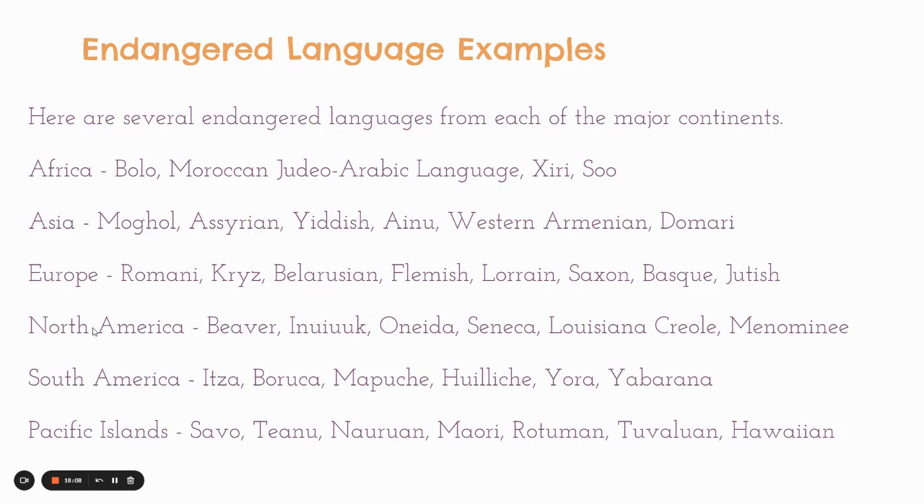In North America, these are mostly indigenous languages. Beaver, Inuit, Oneida, Seneca, Louisiana Creole, and Menominee are languages that are endangered. In South America, Itza, Boruca, Mapuche, I can't pronounce that one. I'm sorry, I'm not even going to try it. Yora and Yabarna. And then the Pacific Islands, Savo, Tianu, Norian, Maori, Rutuman, Tavulin, and Hawaiian are all languages that are also endangered.